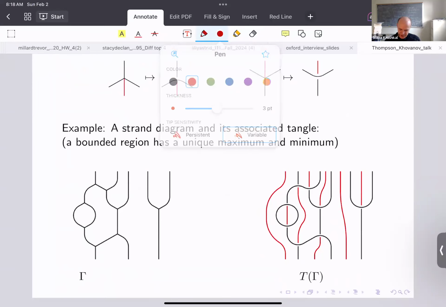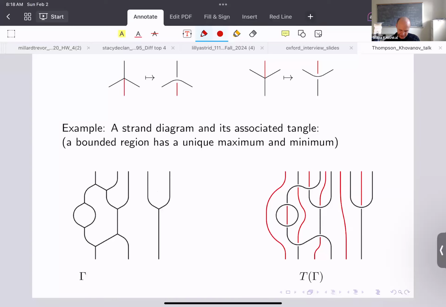You have to prove a lemma, which is correct, that if you look at any bounded region in the strand diagram, there is a unique maximum and minimum. And then this red edge that we're adding is going to connect this unique maximum and minimum in each of these planar regions. There are also these unbounded regions, and you just introduce a midpoint at the top and the bottom. Anyway, if you go through this process, you get a tangle. So we start with a strand diagram on the left, and we end up with a tangle on the right.